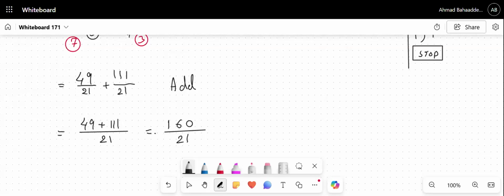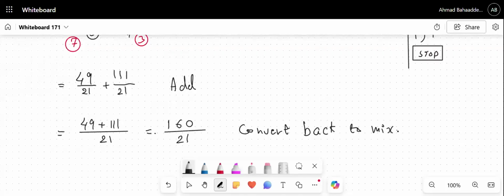The top is divisible by 2, the bottom is not. The top is not divisible by 3, the bottom is. The top is divisible by 5, the bottom is not. But is the top divisible by 7? We can check that. If it's not, then we keep them as they are. Now we can convert back. We'll write down here, convert back to mixed numeral.